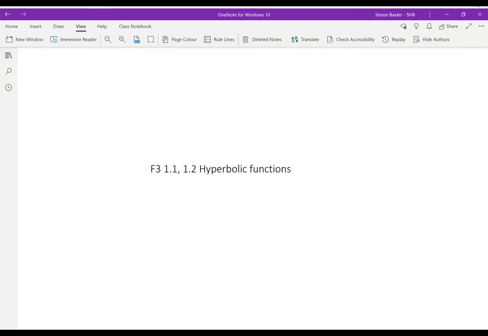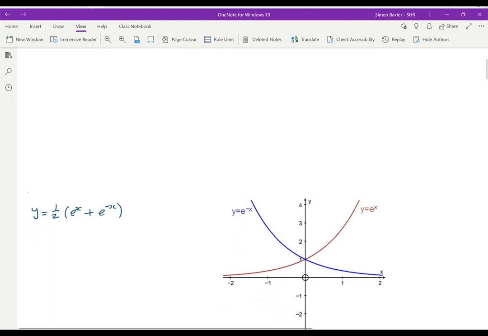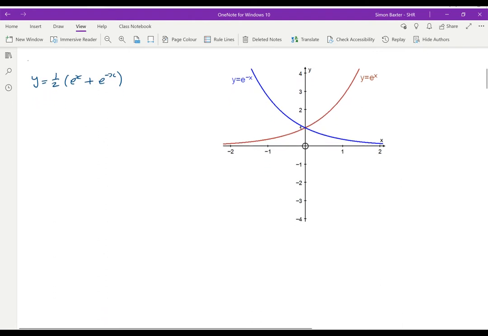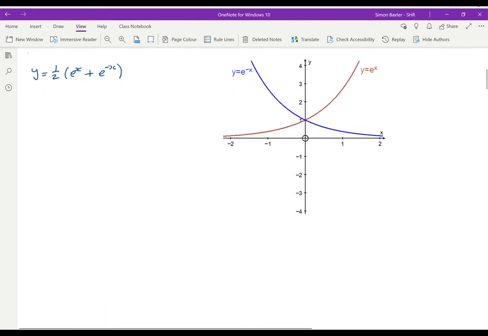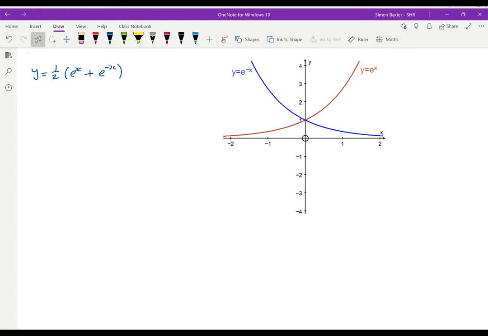In this video, I want to talk about hyperbolic functions. At the moment, I cannot tell you why they're called hyperbolic functions. That I will be able to do at a later stage. Let's first look at this function: y equals a half e to the x plus e to the minus x. What does it look like?